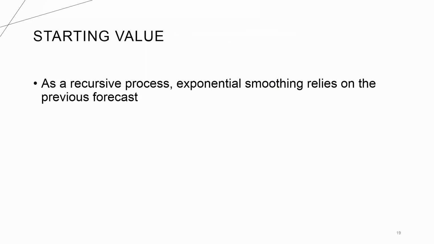Moving averages are not recursive, right? In a moving average, the new forecast relies on the previous actual values, but it has nothing to do really with the previous forecast. We don't use the previous forecast to calculate the new forecast when we're doing moving averages. With an exponential smoothing, we do, right? The new forecast relies on the previous forecast.